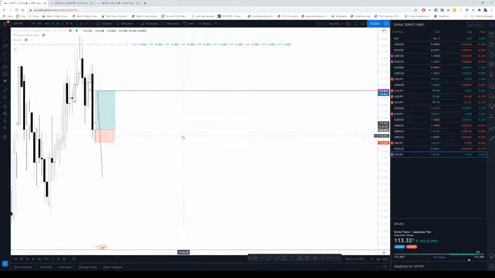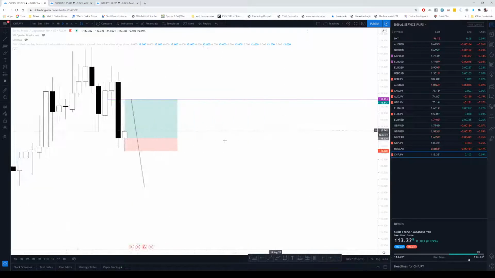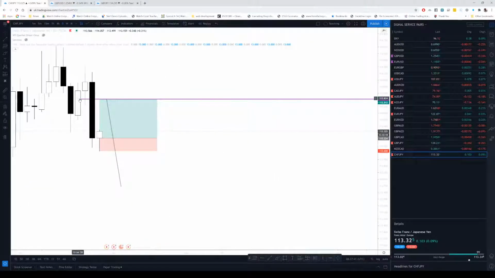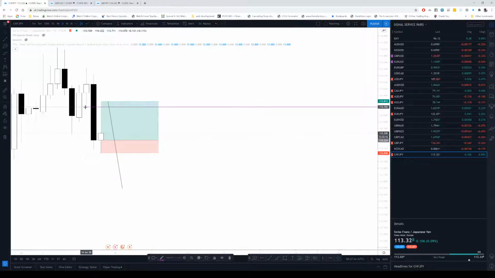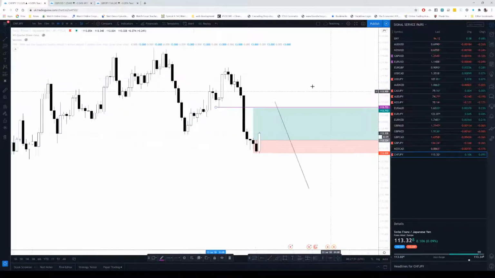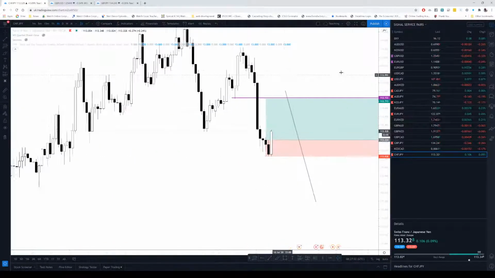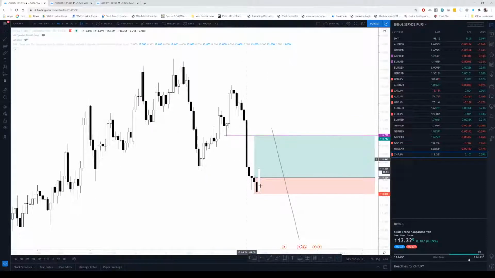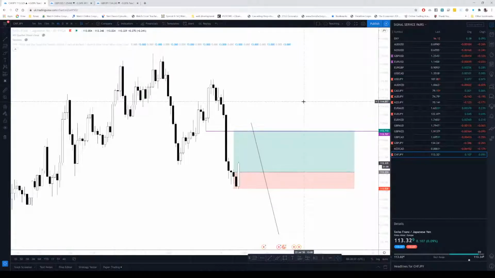All right, on the daily it looks like I wouldn't push too much on this for the long side. I could be wrong and it could just blow through it, but I trade based on what I see. Okay, so I'll want price to push up here, and then I'll be looking for another sell in between these two levels.